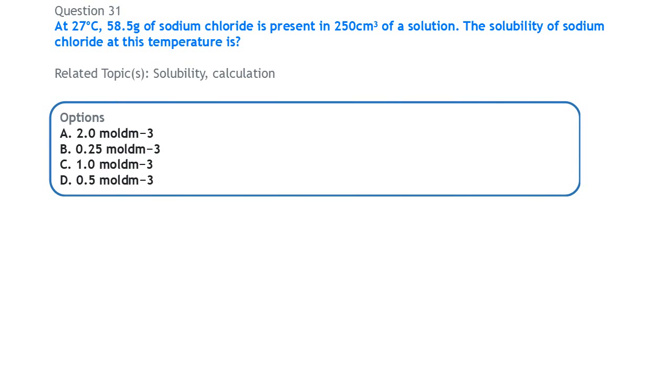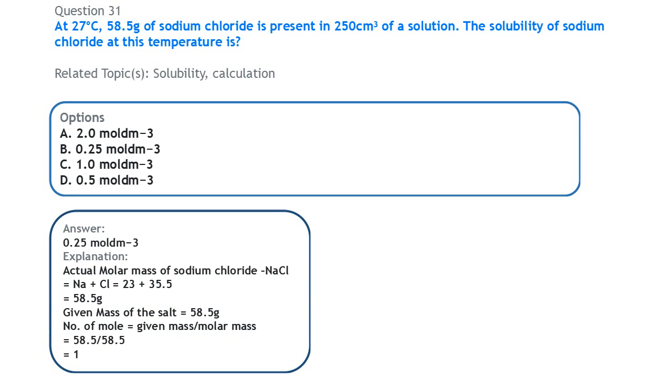Alright, on solubility, we have at 27 degrees Celsius 58.5 grams of sodium chloride present in 250 cm cube of a solution. The solubility of sodium chloride at this temperature is. Alright, we are going to start by finding the molar mass of sodium chloride, and that will be the sum of the atomic masses of sodium and chlorine. The atomic mass of sodium is 23, that of chlorine is 35.5. So you have 23 plus 35.5, and that is 58.5.